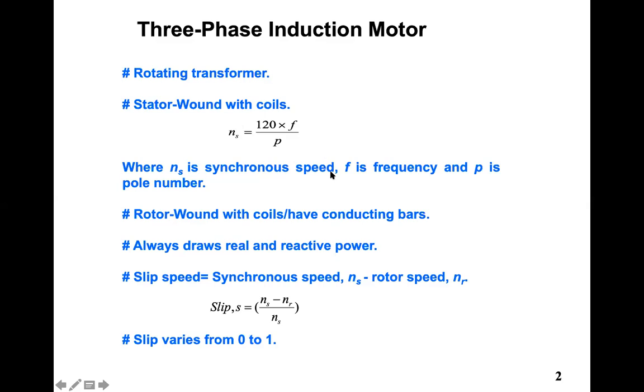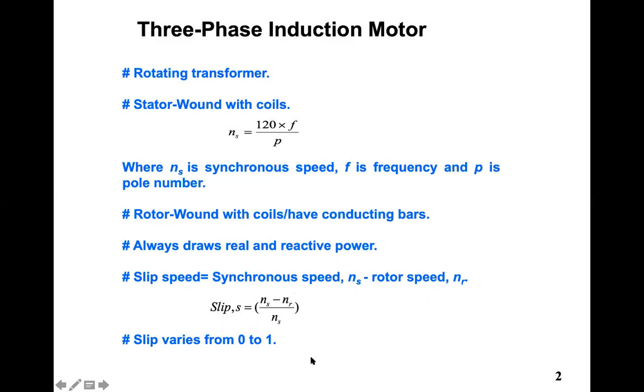Then the voltage builds up on the secondary coils, that is the rotor circuit. And if it is a closed circuit, then that will produce another set of flux. And there will be interaction between the main field flux and that flux. Consequently, torque will be produced and the motor will start rotating. I am showing you that soon. And I have said the motor always draws real and reactive power. And there is one term called the slip. Slip is (Ns minus Nr) over Ns, synchronous speed minus rotor speed over the synchronous speed. And slip varies from 0 to 1.